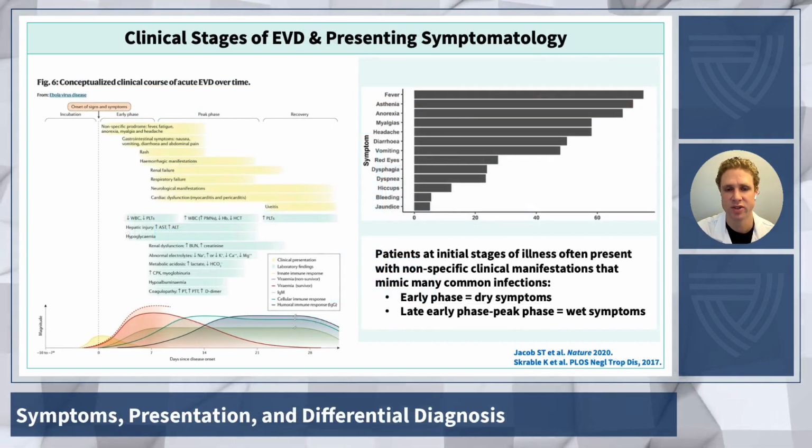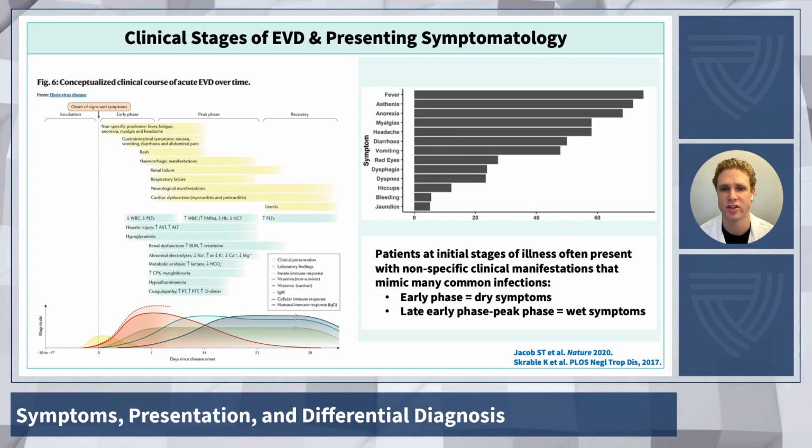Now let's move on to some symptoms and presentations and talk about some differential diagnoses. So there are several clinical stages of Ebolavirus disease. And initially, patients have nonspecific symptoms like fever, weakness, anorexia, myalgias, headache, diarrhea, and vomiting. This is what is considered the early phase or the dry symptoms.